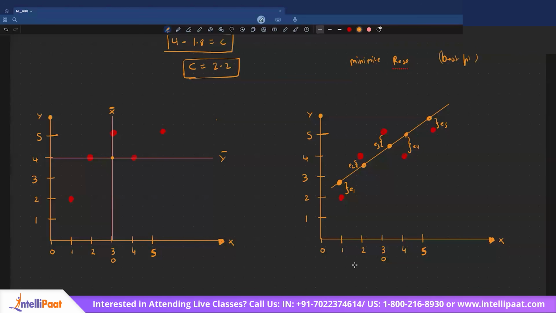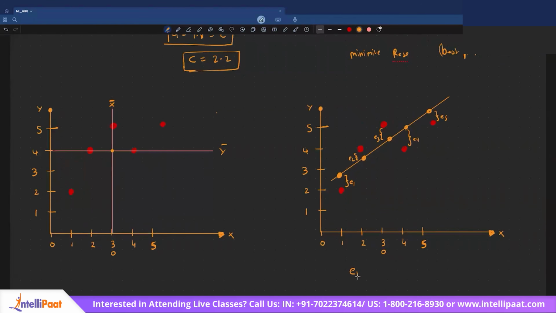shouldn't it be that E1 plus E2 plus E3 plus E4 plus E5 should be the smallest number possible? Yes or no? But the problem here is some data points are in the positive direction, meaning at the bottom, and some are at the top. So isn't it possible that E1 and E2 will cancel each other out because the directions are different?